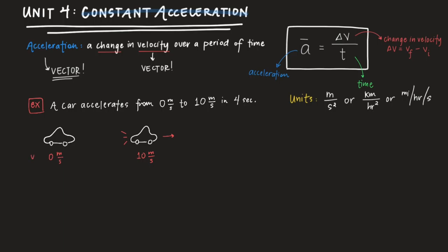It is not moving, just like we saw in the first video example. So its initial velocity, one could say, is zero. Then it accelerates and it has a final velocity of 10 meters per second. So then the car is moving. The car isn't moving to start, but the car is then moving at the end.